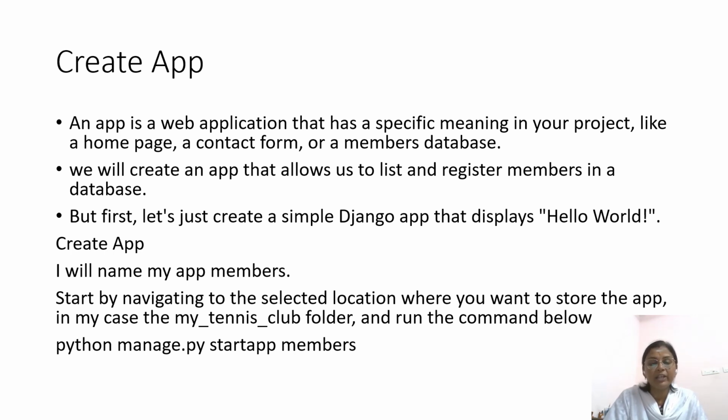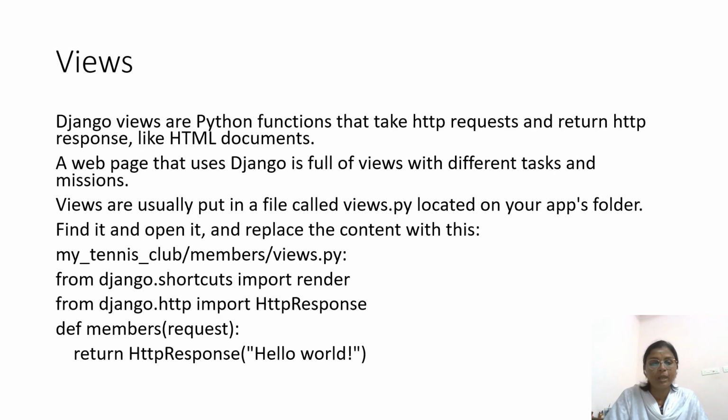Start by navigating to the location where you want to store the app. I have already created a project folder, and in that folder I have to create my members app. From there, manage.py will be there, and by using that I have to start the app. Once I have created the app, in that folder I have to create the view, the template, and the model, everything, to print that hello world.